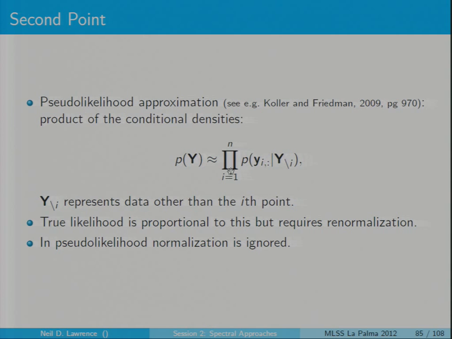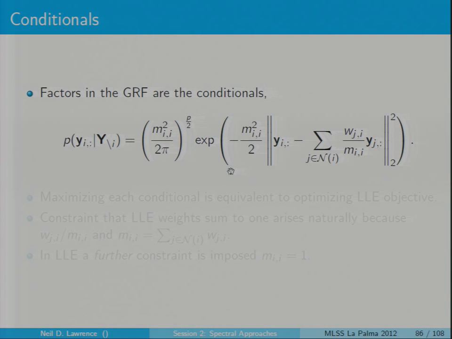The other portion is the pseudo-likelihood approximation. And that says that the joint distribution is approximately equal to the product of the conditional distributions in the graph. So these are all the conditionals. Now the true likelihood is proportional to that, but it's got a normalization, which in the Gaussian case is the determinant of the covariance. And in pseudo-likelihood, that normalization is ignored. So this is the pseudo-likelihood of this model.